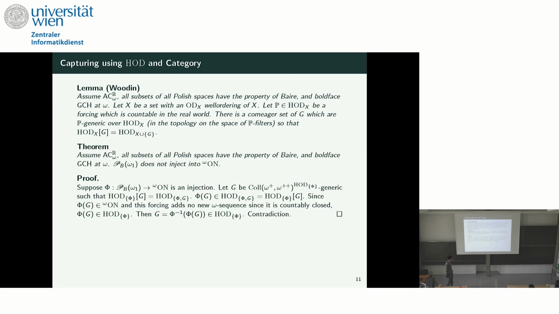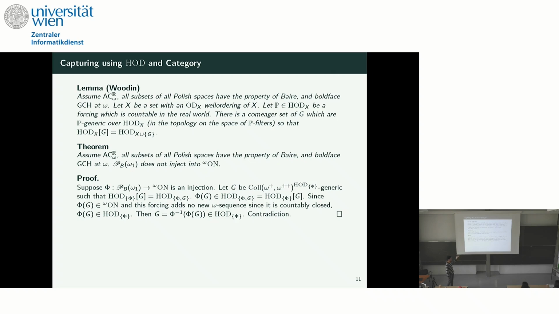And this is the main argument that we will try to generalize for the rest of the talk. Under these assumptions, which of course hold under AD, you can show PB omega 1 does not inject into omega sequences of ordinals. So let's suppose you have an injection phi from PB omega 1 into omega sequences of ordinals. Let G be a generic for the forcing Col(omega, omega_1) as computed in HOD_phi. This is a countable forcing in the real world by HOD-GCH, and hence by that lemma, you can find a G so that HOD_phi adjoin G is HOD_{phi,G}.